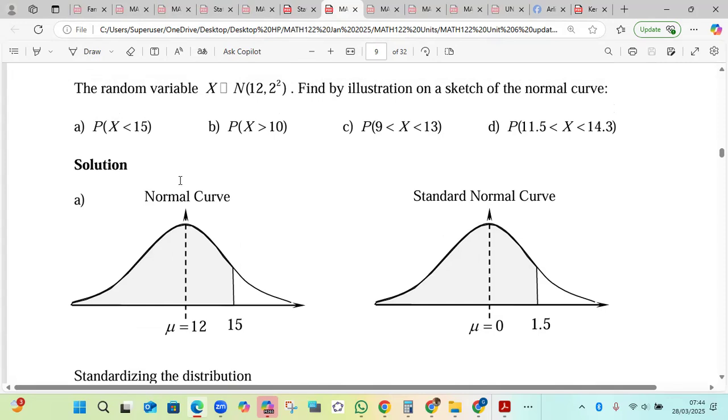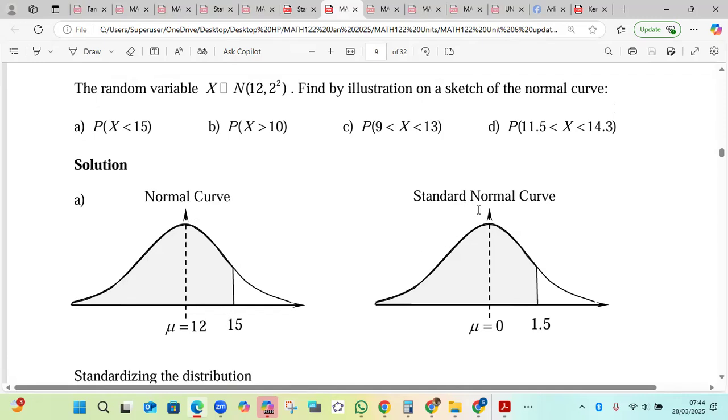Now 15 is more than 12, so you draw another vertical line on the right side of 12 because the horizontal axis is a number line. So 15 is more than 12, so you draw an indication of where your 15 more or less will be. And you look at the arrow, it is pointing towards the left, so you shade it towards the left. So when you look at this, you are trying to find a big chunk. So your answer must be more than 0.5.